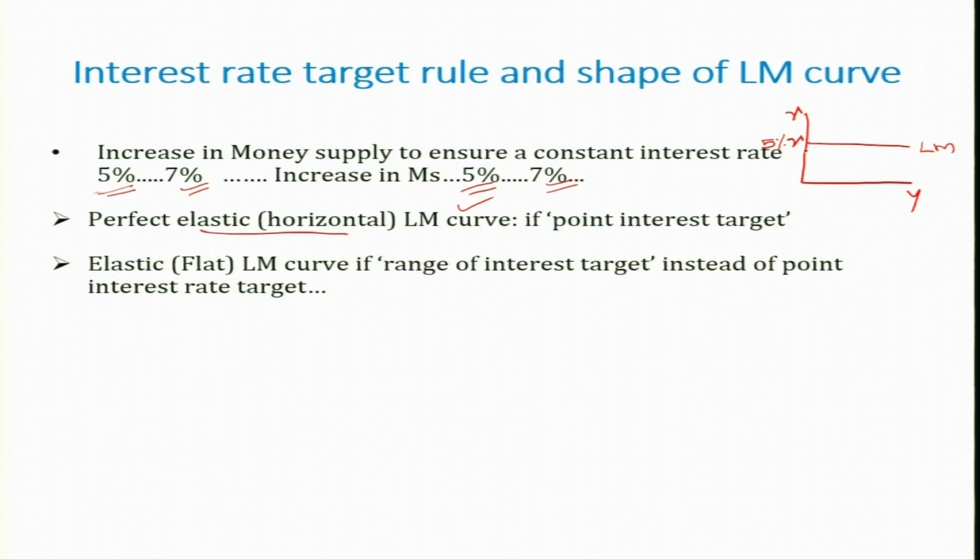In contrast, if they want to allow some flexibility, so there is some range, some confidence interval at the lower and upper level, that means they are not looking for a point interest rate target, but instead a confidence interval. In that case the LM curve is going to be like this, LM1. If the range is very low, the curve is going to be a little more flat. So if they use a range of interest rate target, it is going to be flat, and if they use a point interest rate target, then the LM curve is going to be perfectly elastic.